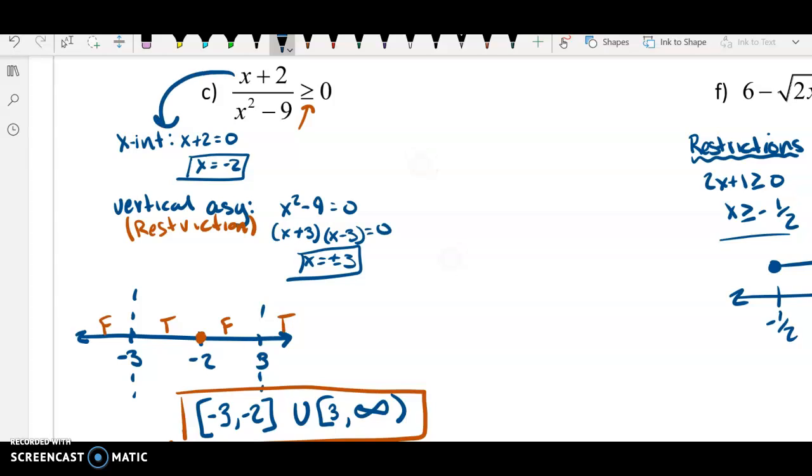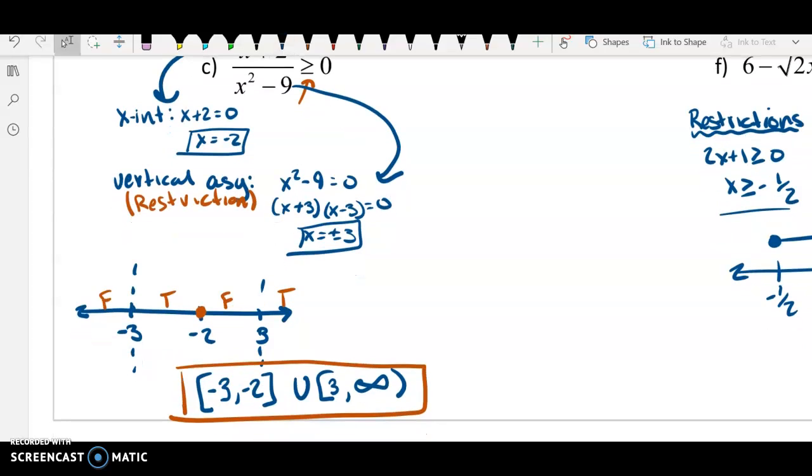Your vertical asymptotes are found when you take your denominator and set it equal to 0. Remember, your vertical asymptotes are the restrictions, so this is where your graph cannot cross the lines. Over here, when I got those x values, I went ahead and drew them. I put -3, -2, and 3.